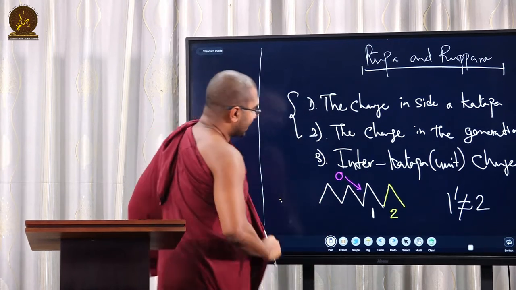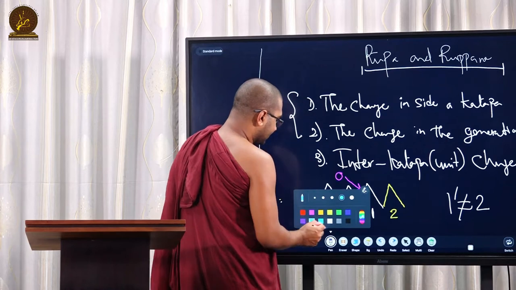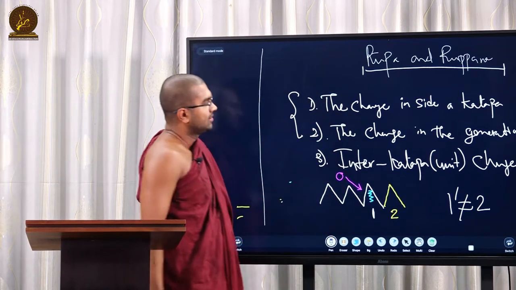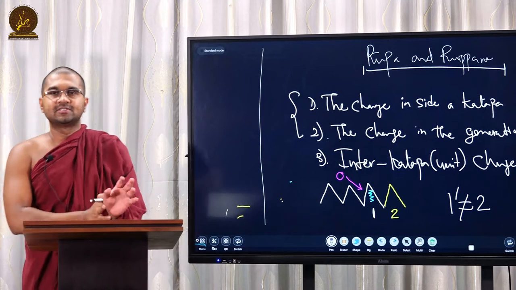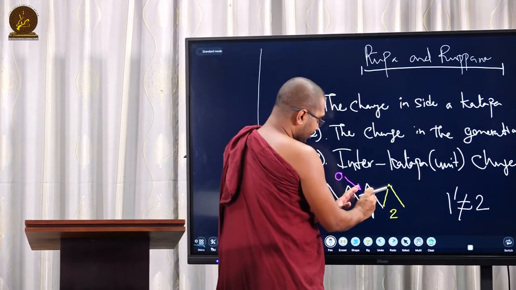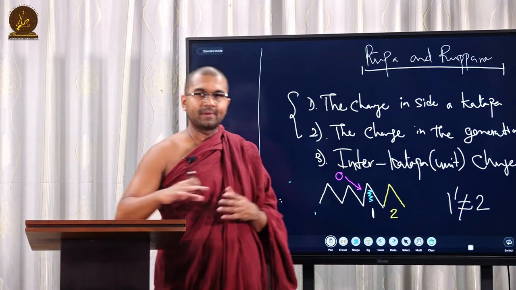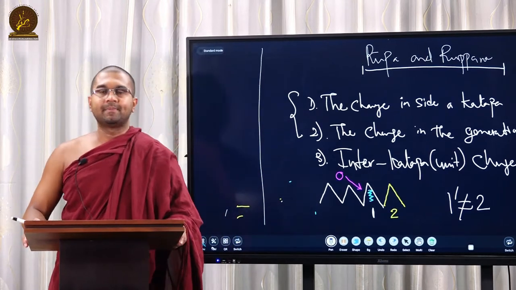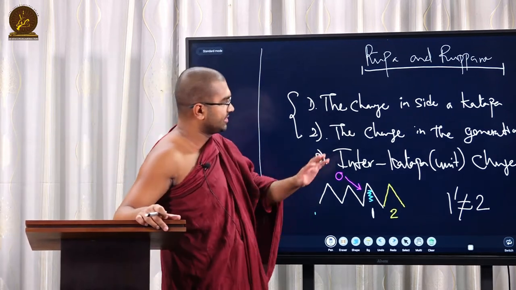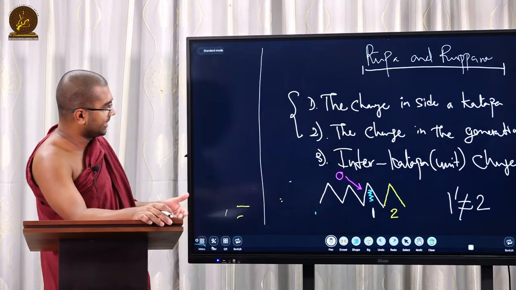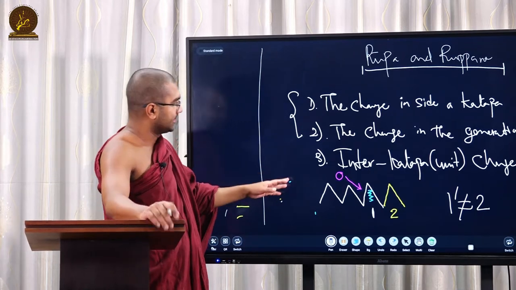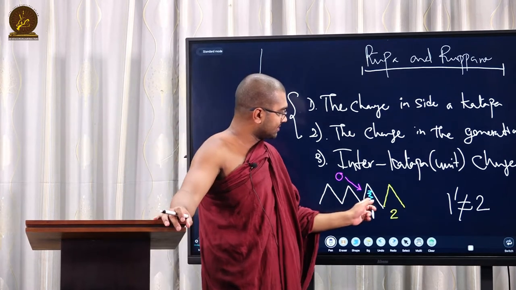Now, the change which occurs within the kalapa means, after the striking, a certain change occurs within the kalapa. This is the difference of these two types of changes. Then, according to some scholars, this change causes the new rupa to happen in a different manner. Right? So this inter-kalapa change, we don't see in the text. That's something that we brought newly, an idea based on some information found in the text. It's not explicitly mentioned. Now we are going to discuss these two changes.